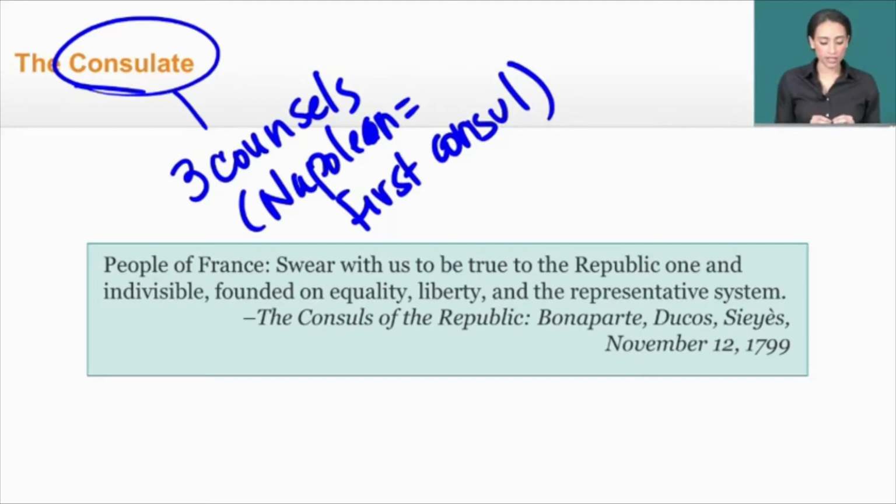Now he says, "People of France, swear with us to be true to the Republic, one and indivisible, founded on equality, liberty, and the representative system." So again, he's using some of these Enlightenment ideals, particularly in establishing a representative system, but in action, in reality, he's really establishing a military dictatorship. And so as we look at Napoleon's new government, it's important to keep in mind that while he's saying he's supporting these Enlightenment ideals, his actions are really speaking something else.